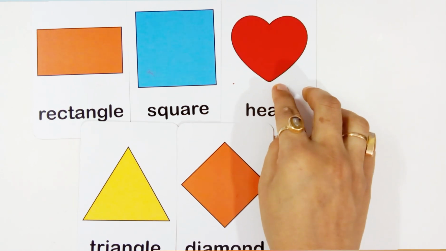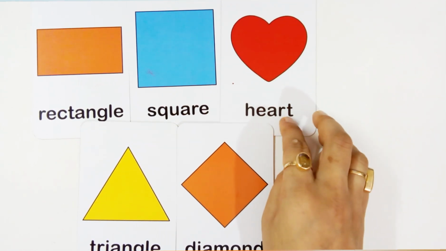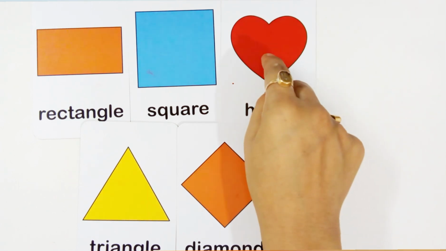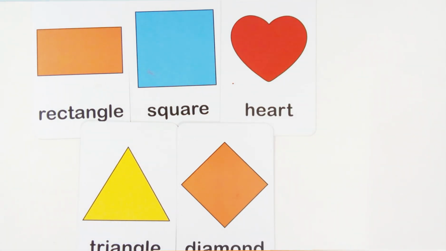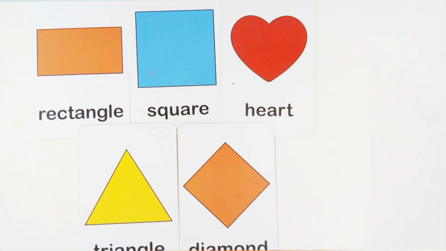This is heart, H-E-A-R-T heart. And the color is red color. T for triangle, T-R-I-A-N-G-L-E triangle. This is triangle shape and the color is yellow color.